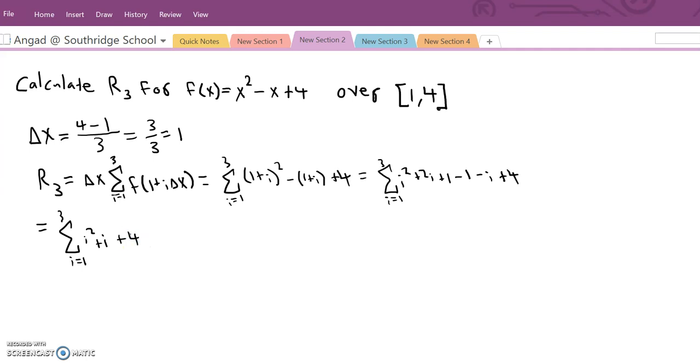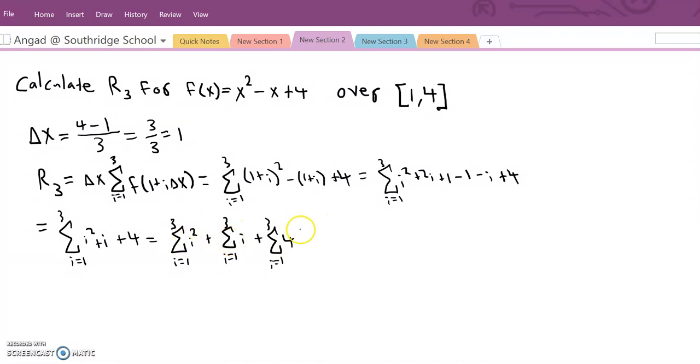So now what we're going to do, we're going to use our properties of summations, and we're going to split this up into 3 summations, because we can do that, because they are 3 terms added together. So we're going to make it equal to 3 different summations with the same n value. So the summation of i squared plus the summation of i plus the summation of 4. So now again we can use our properties of summations. This here is a summation of a constant 4, so it will just equal the constant times n. So it will be 4 times 3.